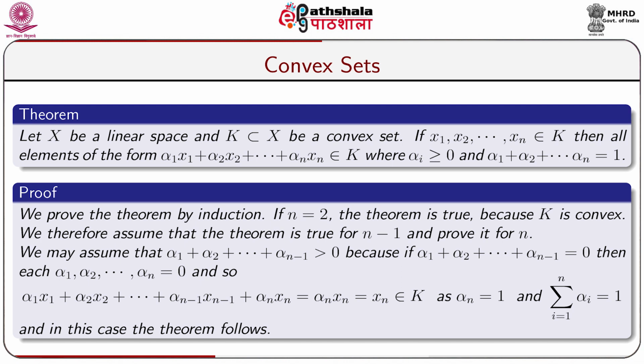And so alpha 1 x1 plus alpha 2 x2 plus dot dot alpha n minus 1 x n minus 1 plus alpha n xn is equal to alpha n xn, which is again equal to xn. As xn belongs to K, alpha 1 x1 plus alpha 2 x2 plus alpha n minus 1 x n minus 1 plus alpha n xn belongs to K. As alpha n is equal to 1 and sigma i equal to 1 to n alpha i is equal to 1, this proves the theorem.